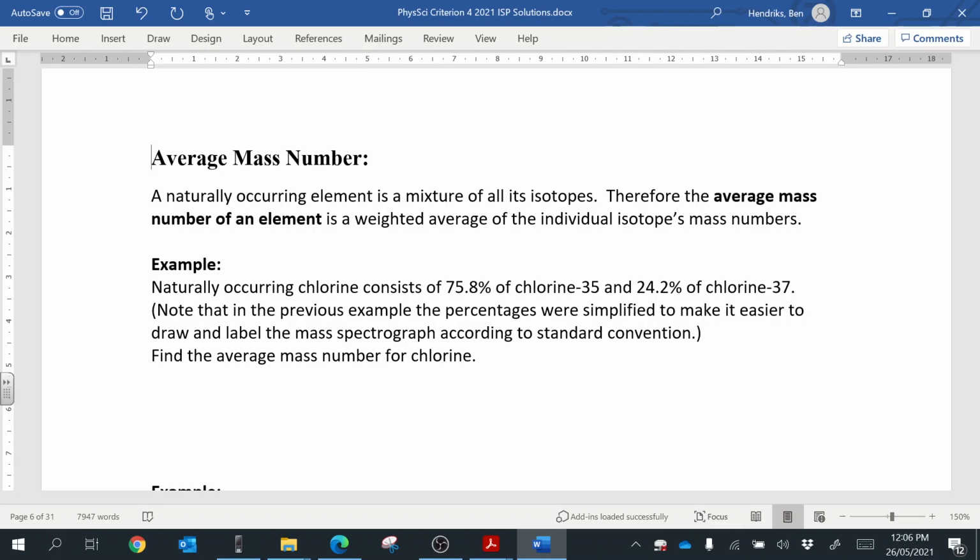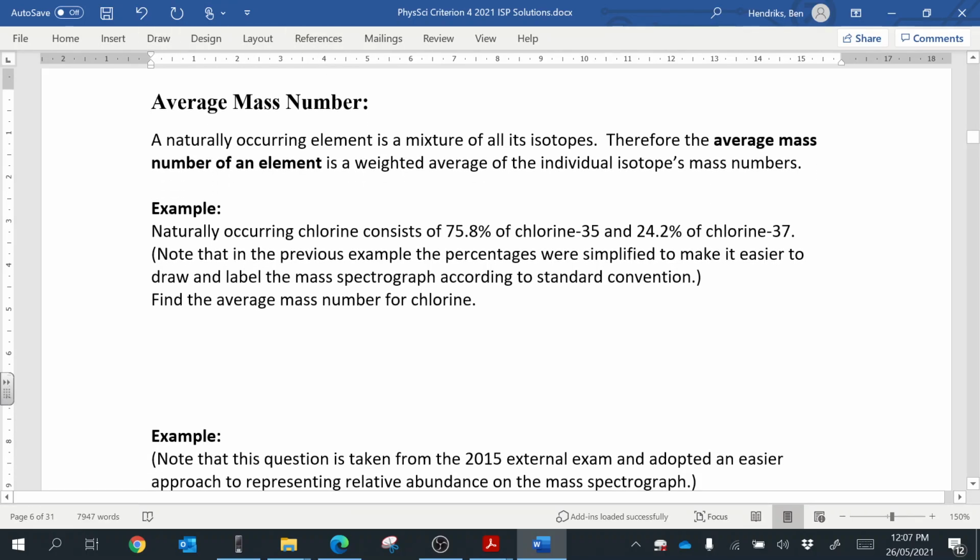So a naturally occurring element is a mixture of all of its isotopes. If we gather all the isotopes of an element, we can find out what its average mass number is by weighing those individual isotopes. Naturally occurring chlorine consists of 75.8% of chlorine 35 and 24.2% of chlorine 37.